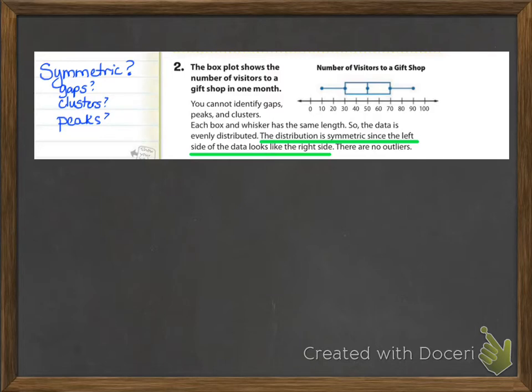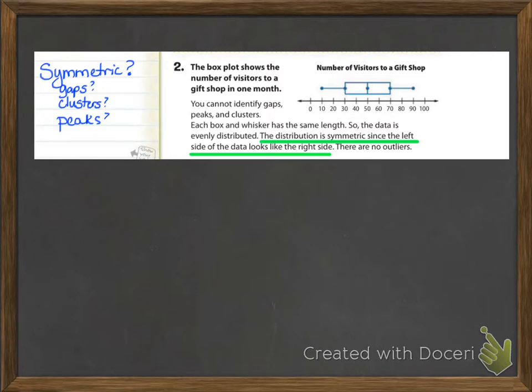And the reason why there's no clusters is, look at these parts here. They're all basically equally spaced out. So if you look at this chunk right here, that's about the same size as this chunk right here, which is the same size as this chunk, and about the same size as this chunk. Now, if you look closely, the right whisker, I think, is just a tiny bit longer, but overall, this is actually pretty symmetric. So then you're going to tell me first, is it symmetric? The distribution is symmetric since the left side of the data looks just like the right side, even though we said it was just a teeny tiny bit longer on that right whisker.